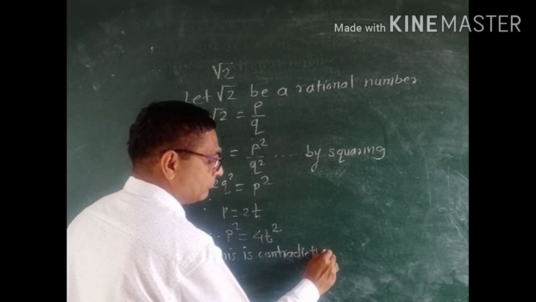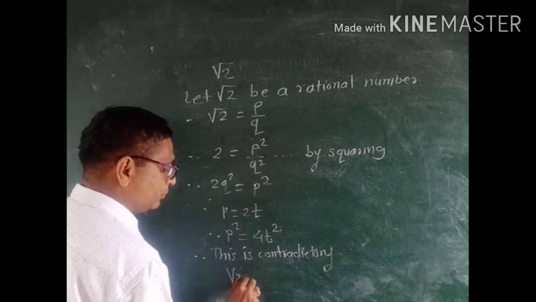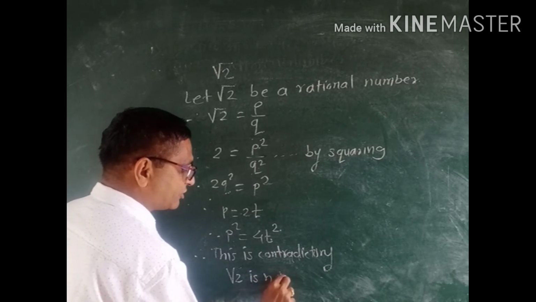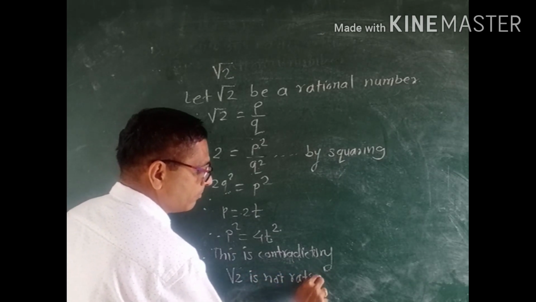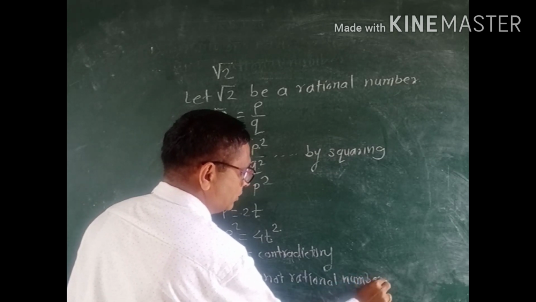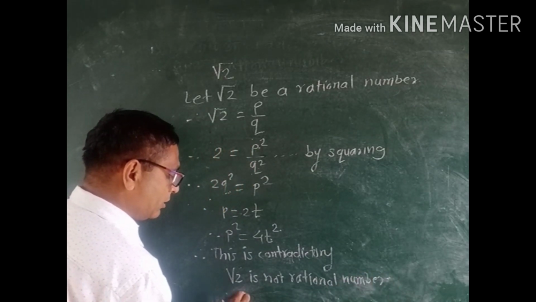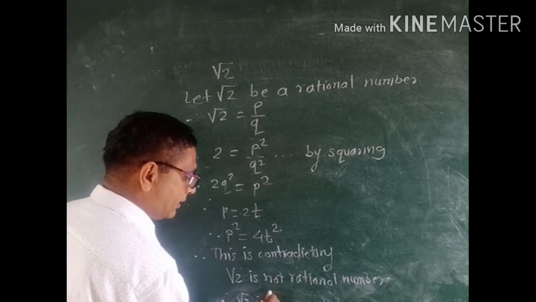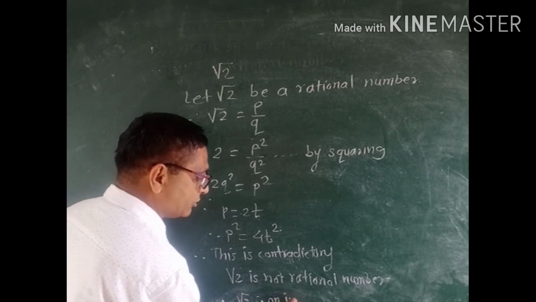Hence, under root 2 is not a rational number. Under root 2 is an irrational number.